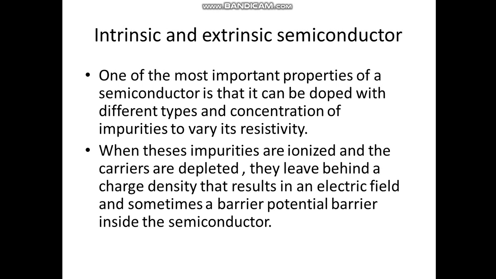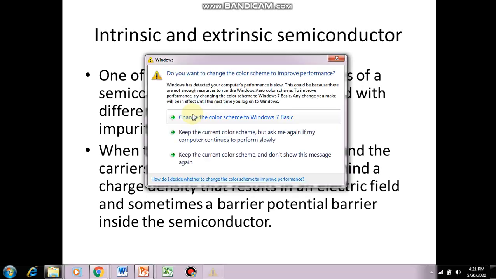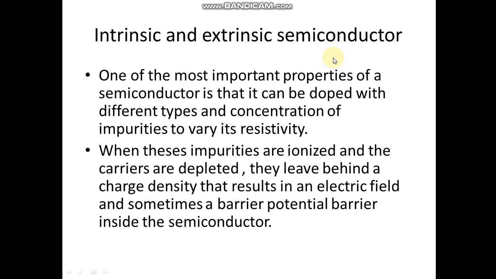One of the most important properties of a semiconductor is that it can be doped with a p-type material or an n-type material. When these impurities are ionized and the carriers are depleted, they leave behind a charge density that results in an electric field and sometimes a barrier potential.